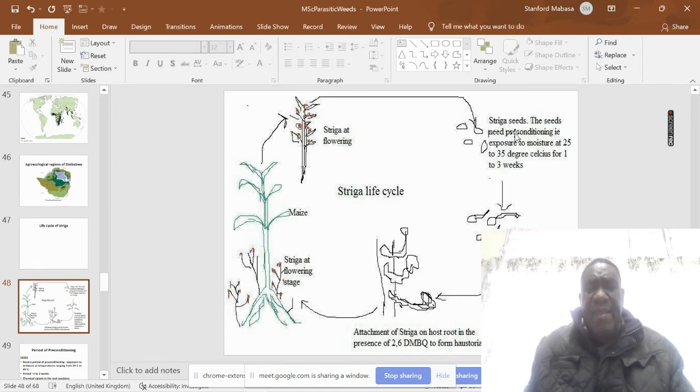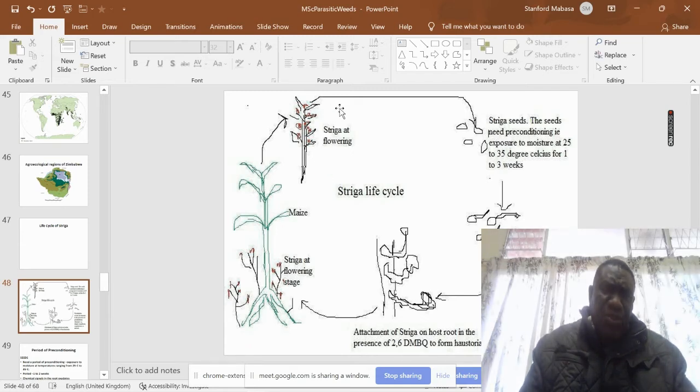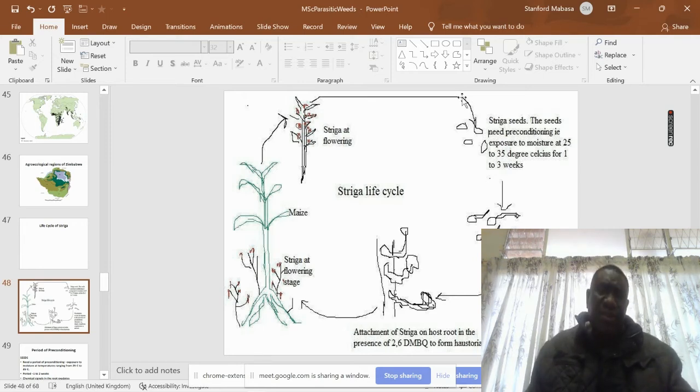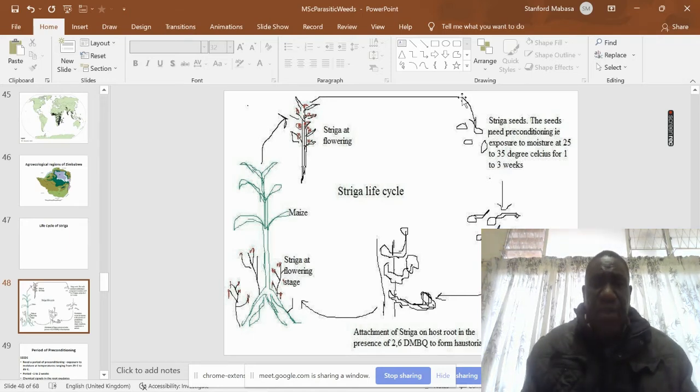Now, after attachment, the parasite can stay within the soil for 30 days. Then it will emerge. After emergence, it can actually take another 30 days to form flowers, and then it will finally produce seeds, and that will complete the life cycle. So that is the summary of the life cycle of parasitic weed.